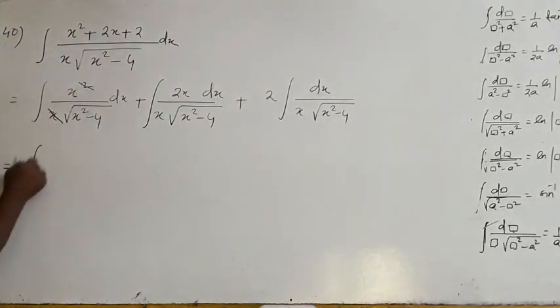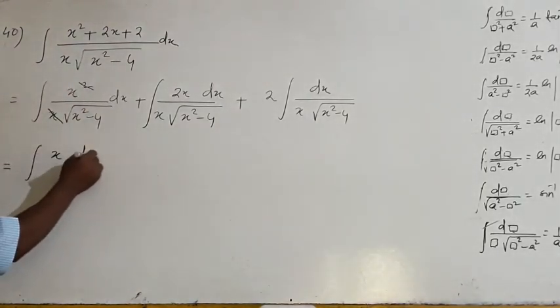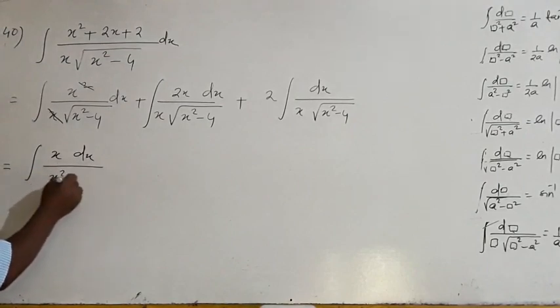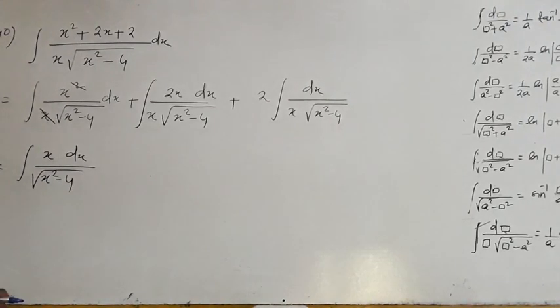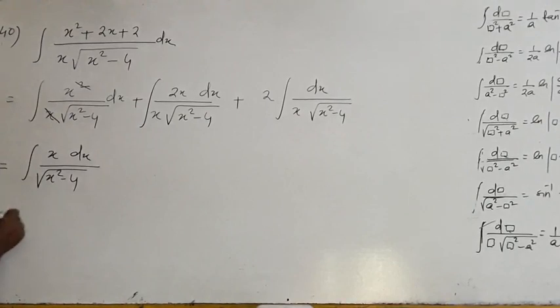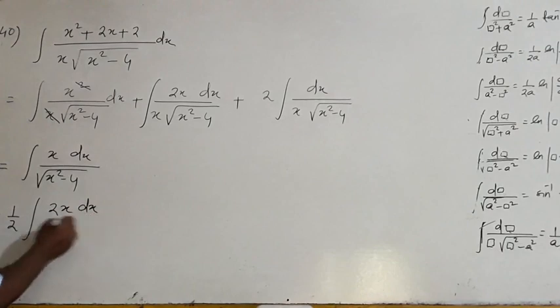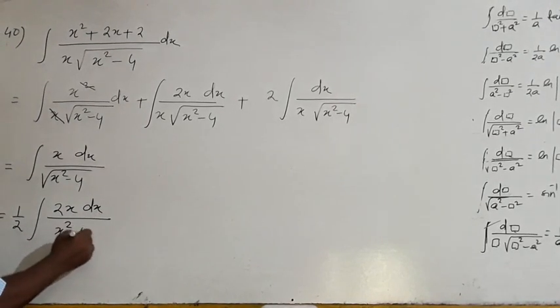It becomes x dx by x square minus 4 root over. This is linear by quadratic. And what you have to do is put the derivative of this part in the numerator. Then what you have to multiply? The derivative of x square minus 4 is 2x. Then you have to multiply 2x dx by x square minus 4.